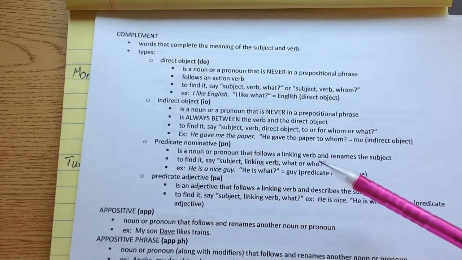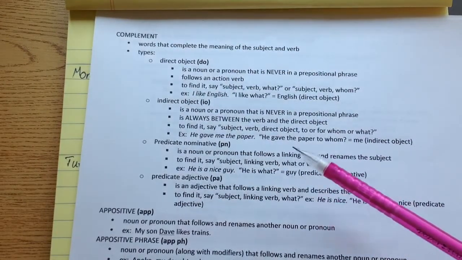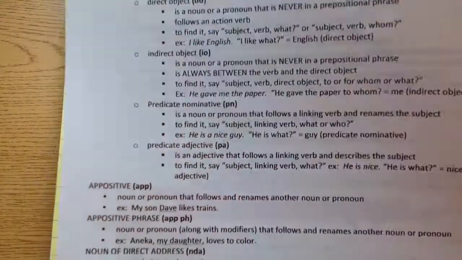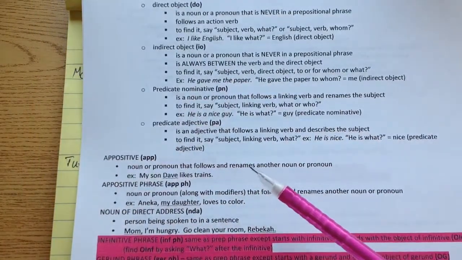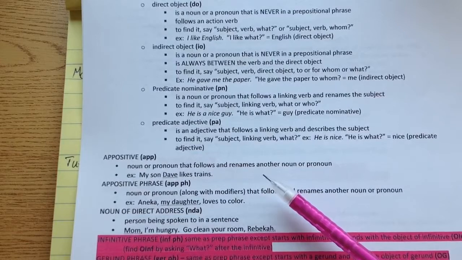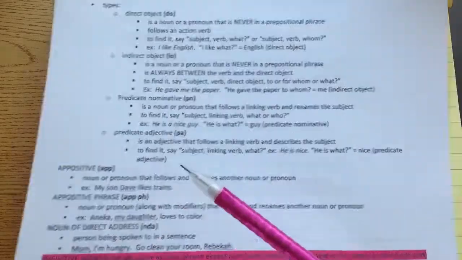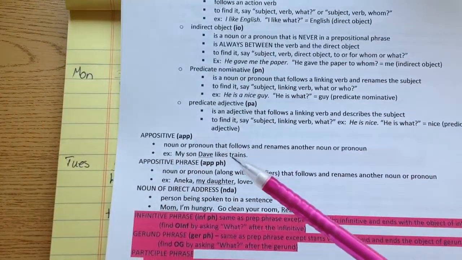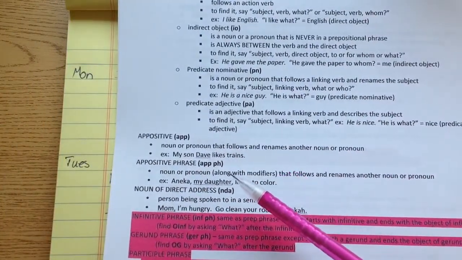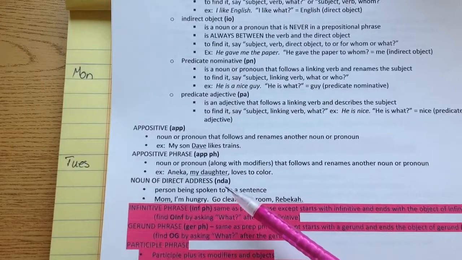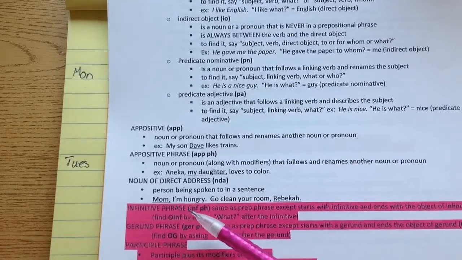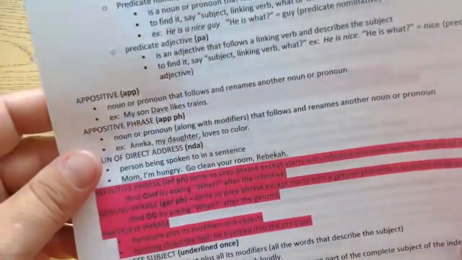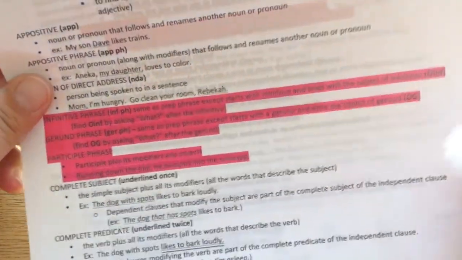The nominatives follow linking verbs, predicate adjective or predicate nominative. I did not have a linking verb, so I can't have any of those. An appositive is a noun or a pronoun that follows and renames another noun or pronoun, like my son Dave. Dave is my son. I don't have any of that. If I didn't have an appositive, I don't have an appositive phrase. Noun of direct address is where you're speaking to the person in the sentence. Mom, I'm hungry, and you're talking to mom. So I don't have any of that. I know I'm not going to have any of this pink because that's not in this book.